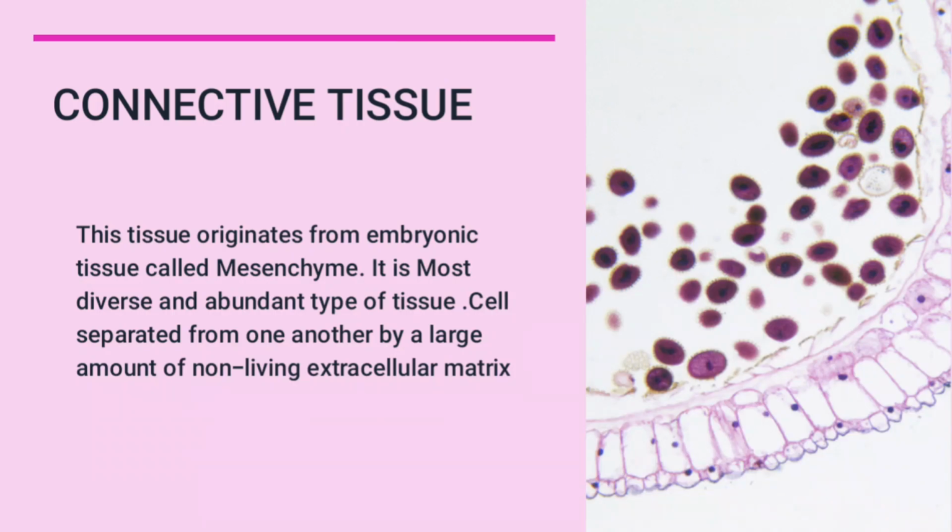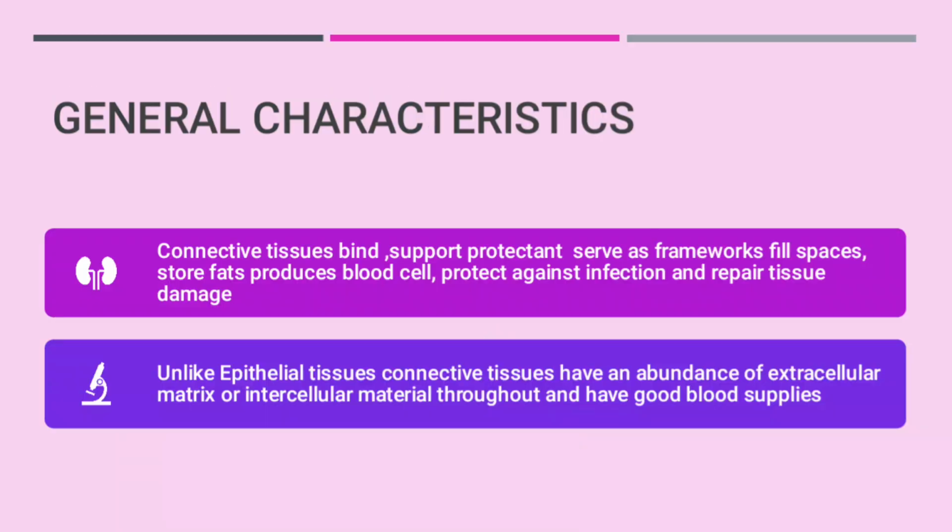The next is connective tissue. The tissue originates from embryonic tissue called mesenchyme. It is the most diverse and abundant type of tissue. Cells are separated from one another by a large amount of non-living extracellular matrix.